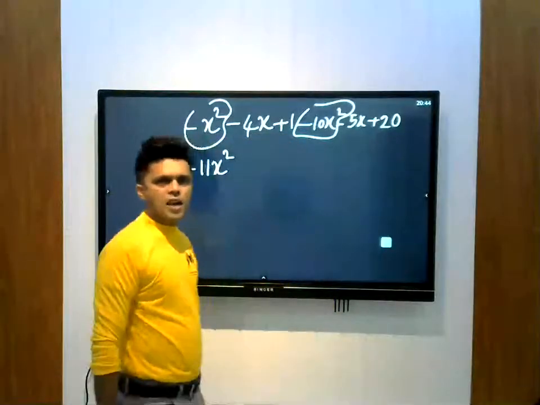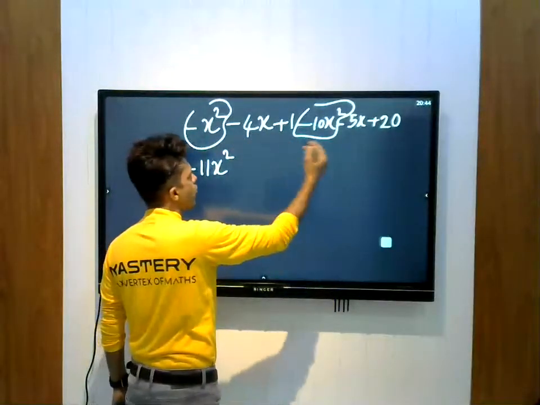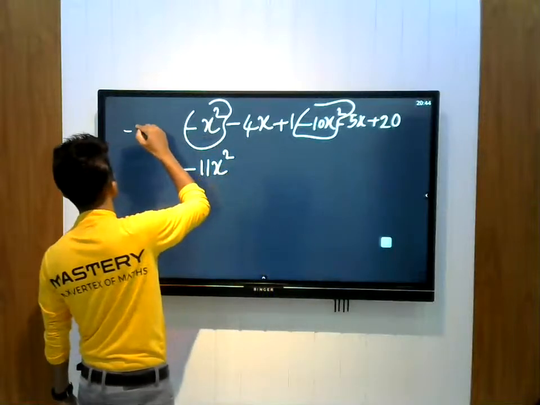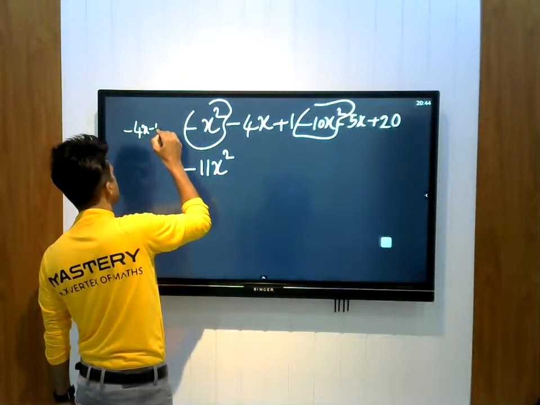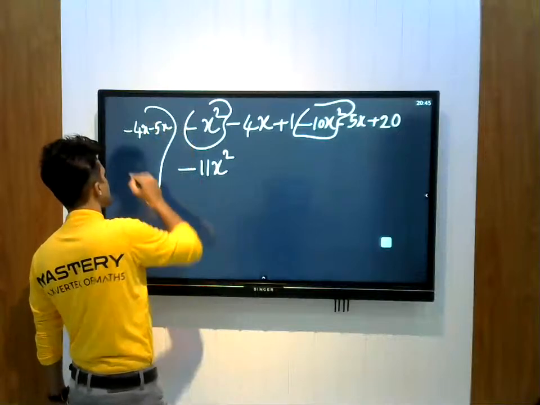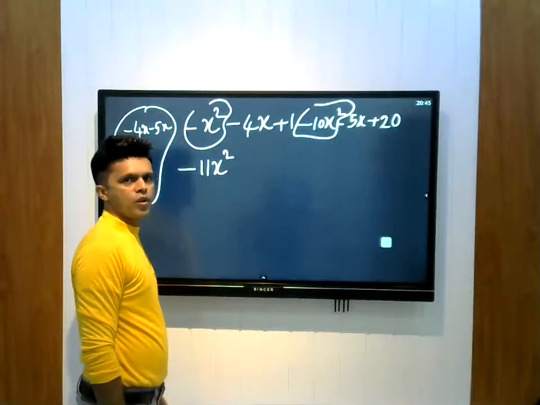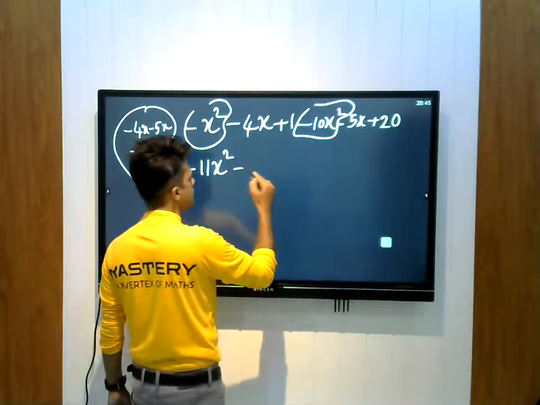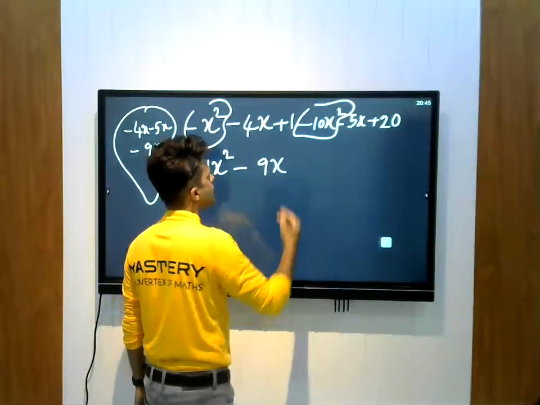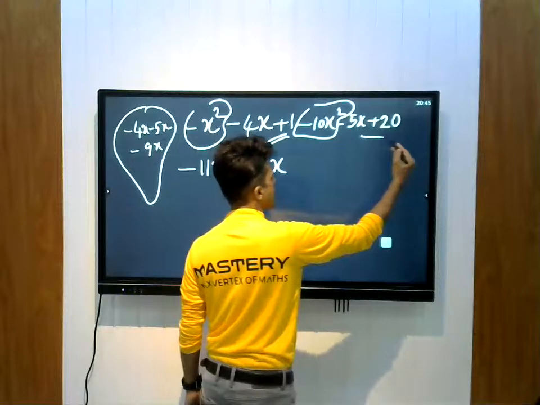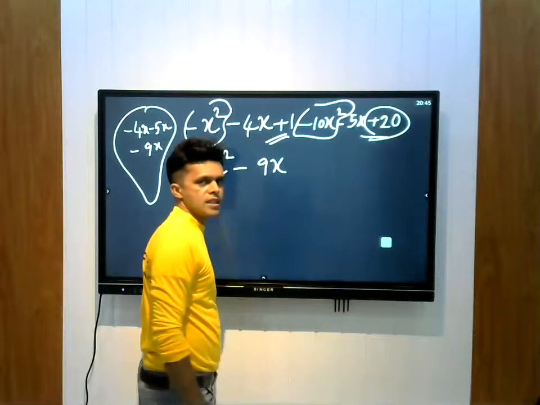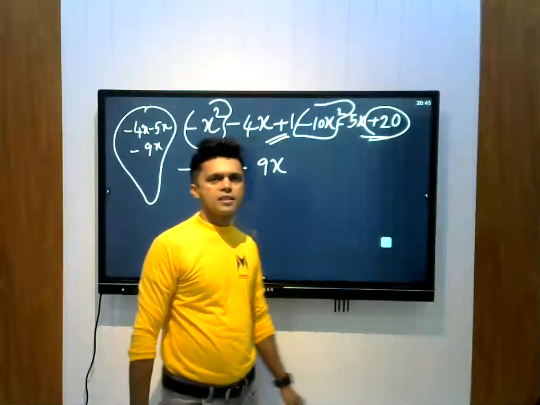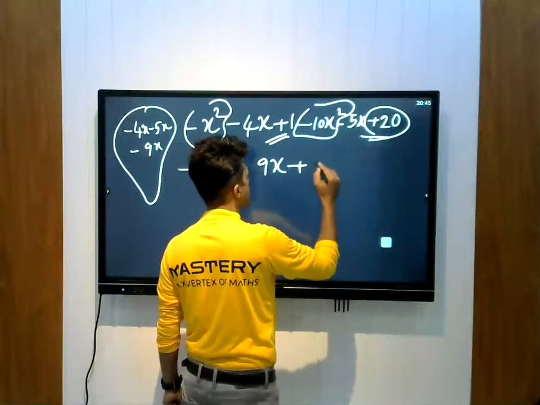What should be the answer of minus 4x and minus 5x? Minus 4x minus 5x is minus 9x. The answer is minus 9x. Here you could see plus 1 and plus 20. Plus 1 and plus 20 is plus 21. The answer is plus 21.